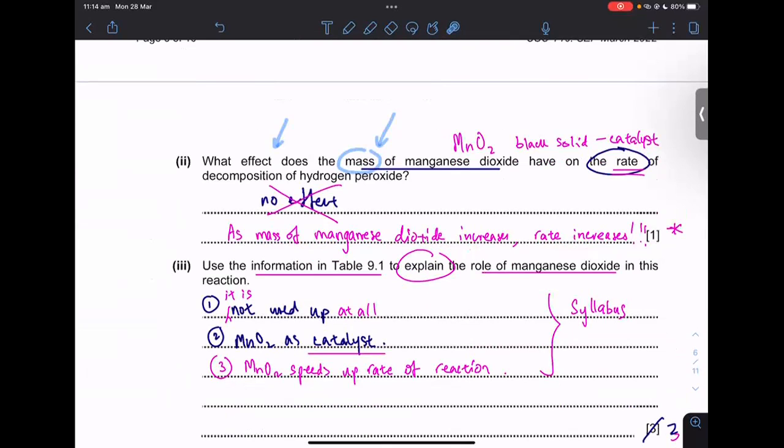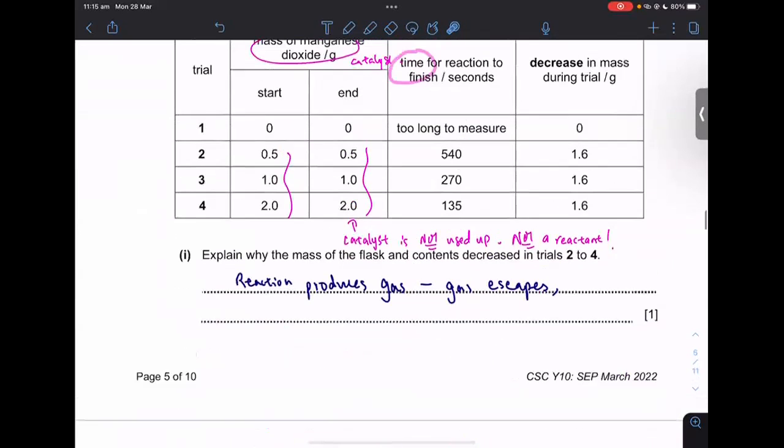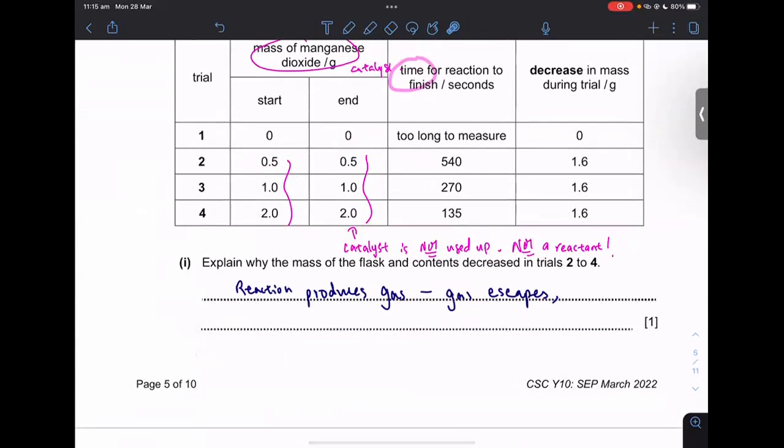Now, next thing, use the information in the table to explain the role of manganese dioxide. I put out 3 things here, but I just realized that you don't get the final mark unless you use some information from the table. You need to mention something about the catalyst is not used up at all, because as I mentioned in the Cambridge syllabus, catalyst is not used up at all. What you put in is what you get out at the end. The mass doesn't change because catalyst is not used up. Number 1, that's how you know it's a catalyst.